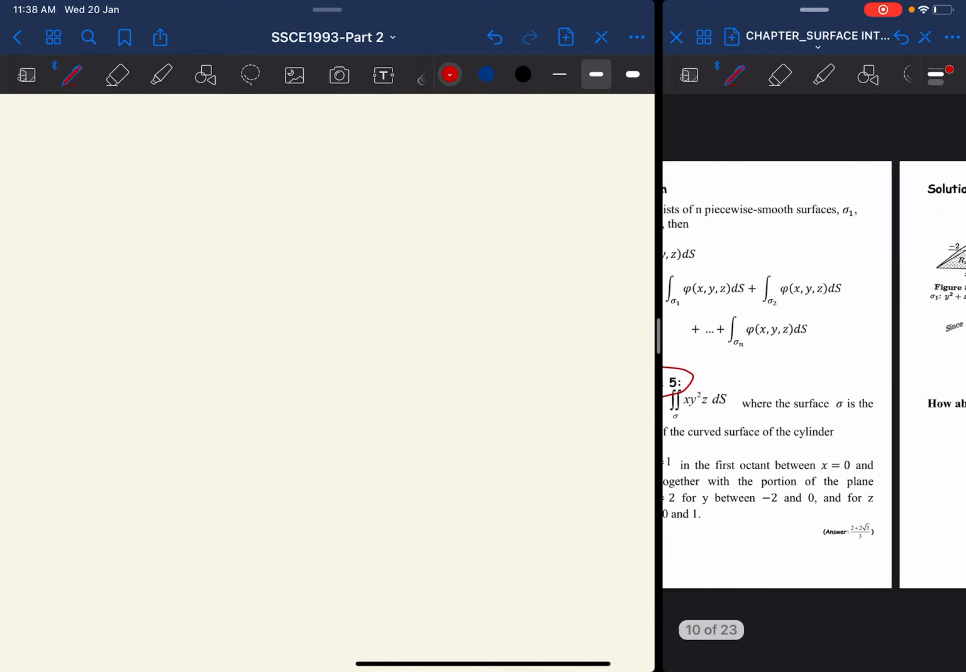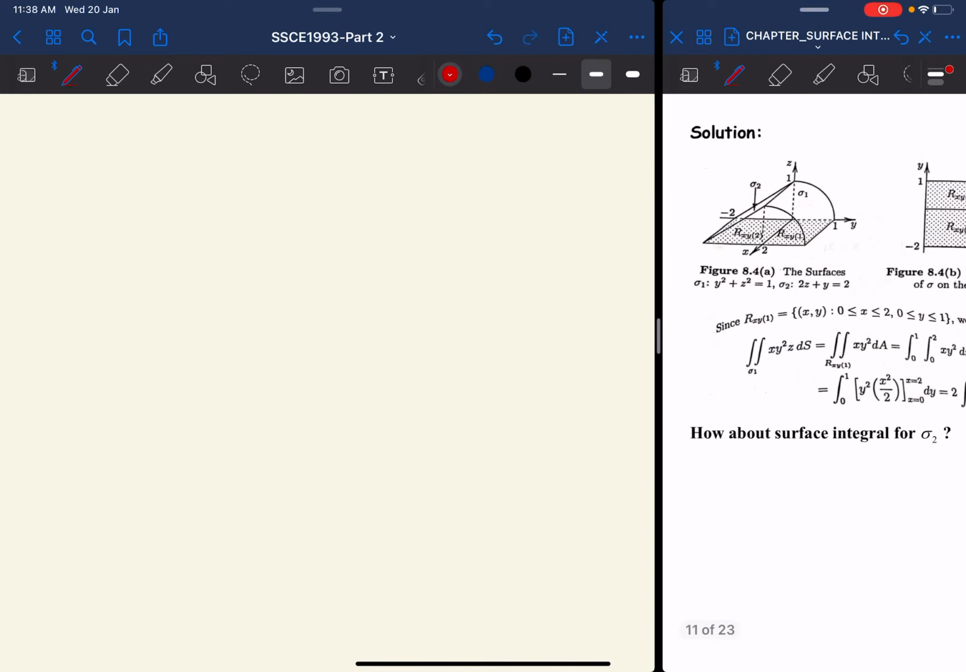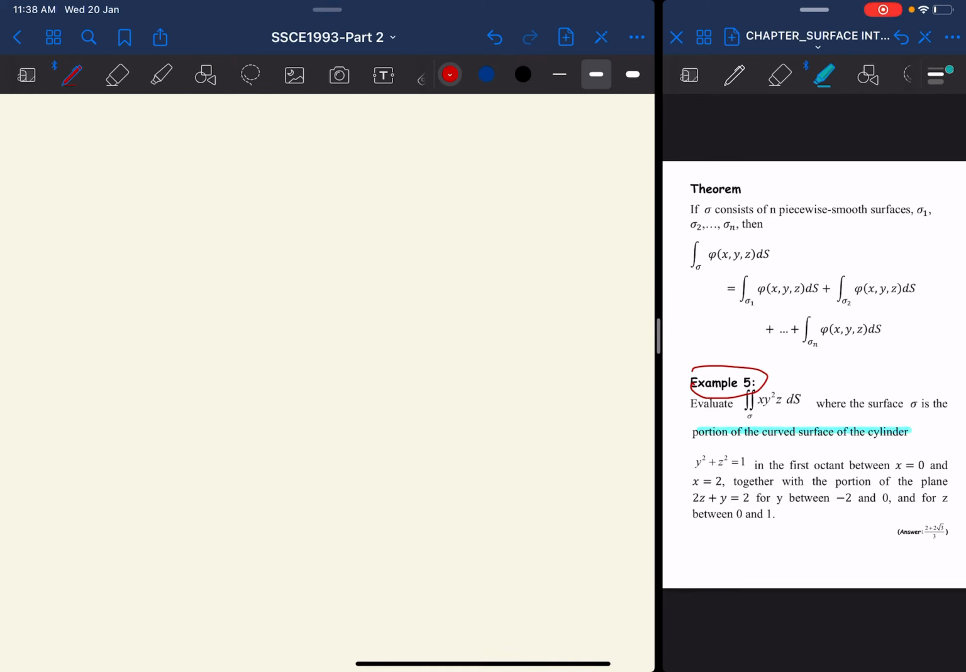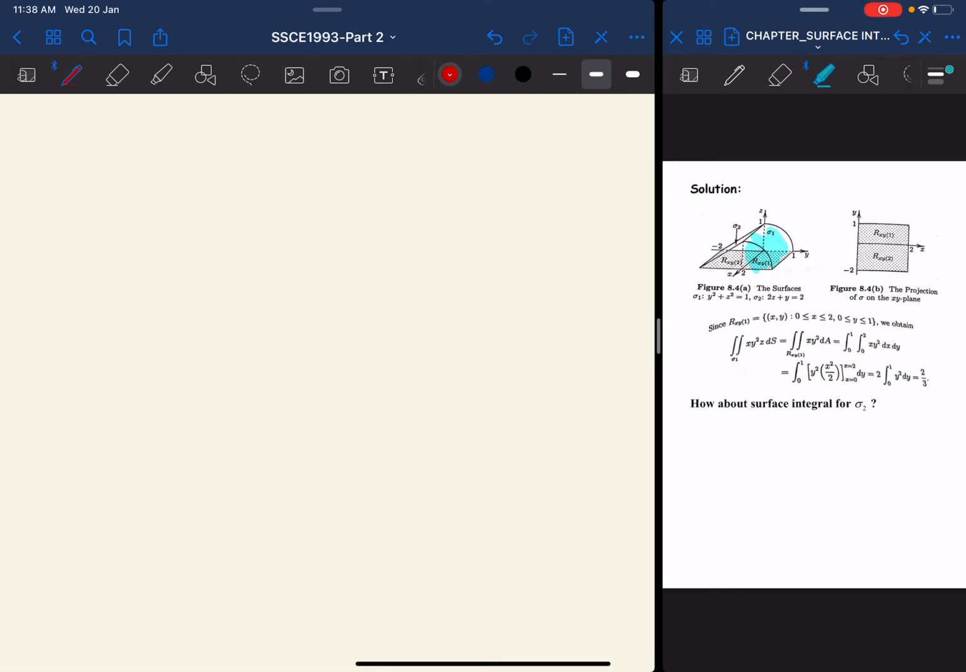So from here, if we sketch it, you will get it like this. This side is referring to the first surface. Then you notice that we have another surface that is attached to the first surface, in this part, on the left side of y.